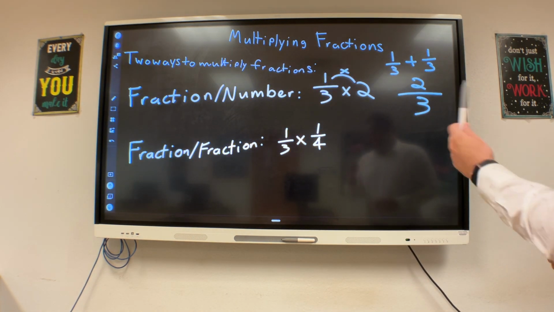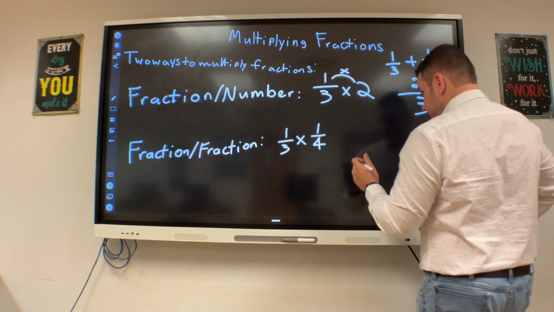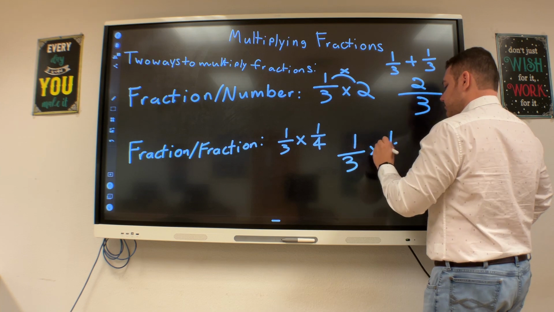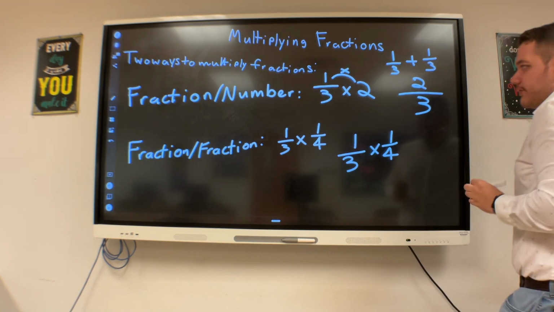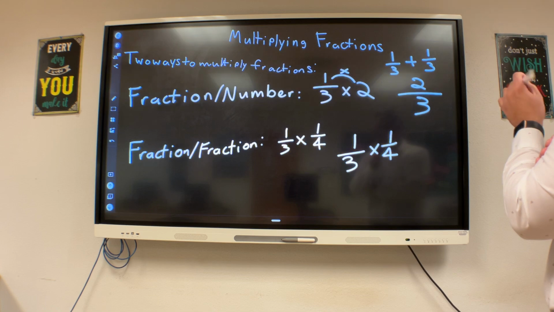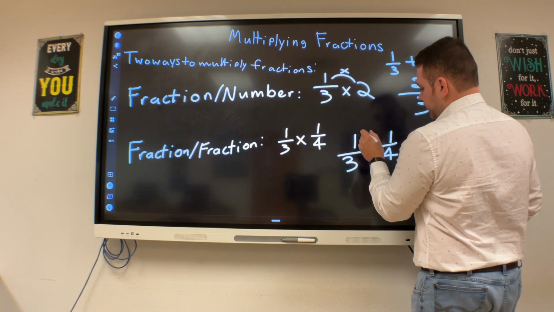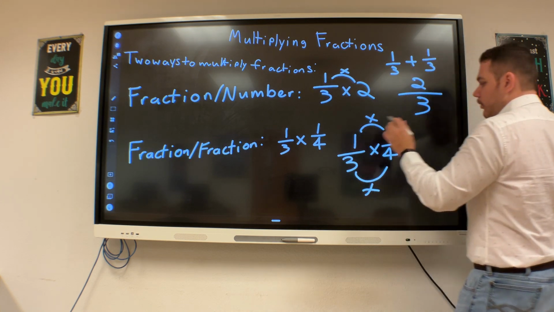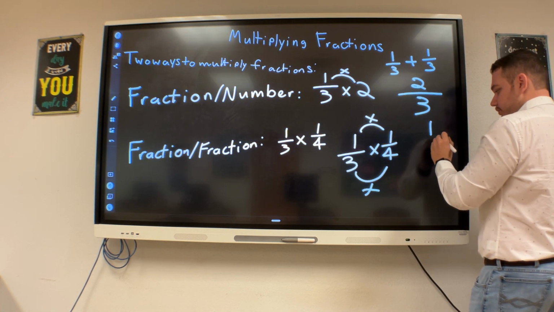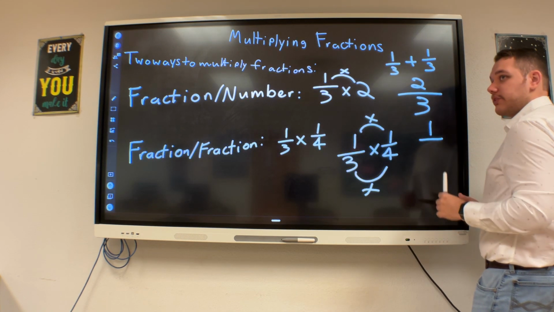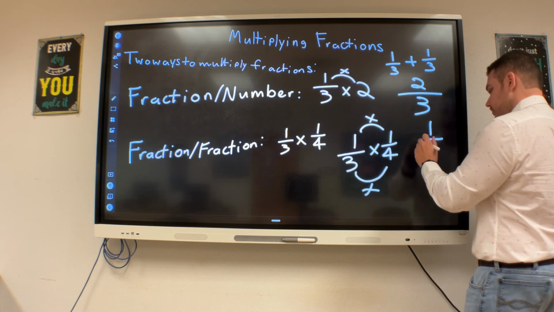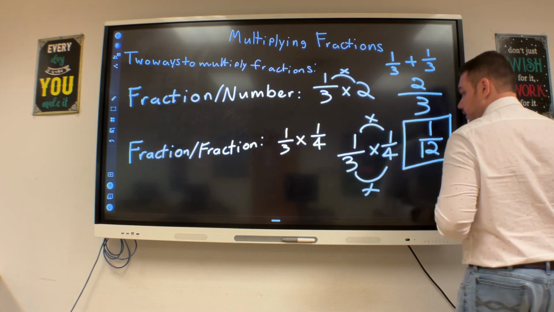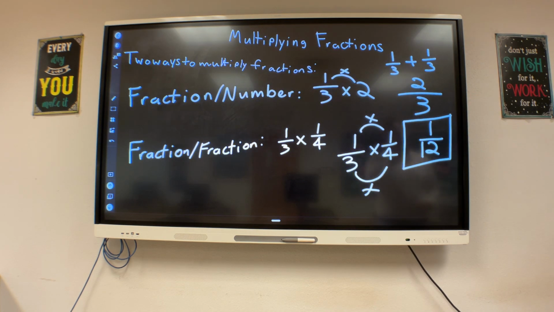And there's also, like I said, fraction times fraction, which would be pretty similar. We have 1/3 times 1/4. This time, instead of only multiplying the top, we're going to do it both ways. So we're going to do 1 times 1 and 3 times 4. 1 times 1 is 1, of course. 3 times 4 is 4, 8, 12. So that's going to be it. 1/3 times 1/4 is 1/12.